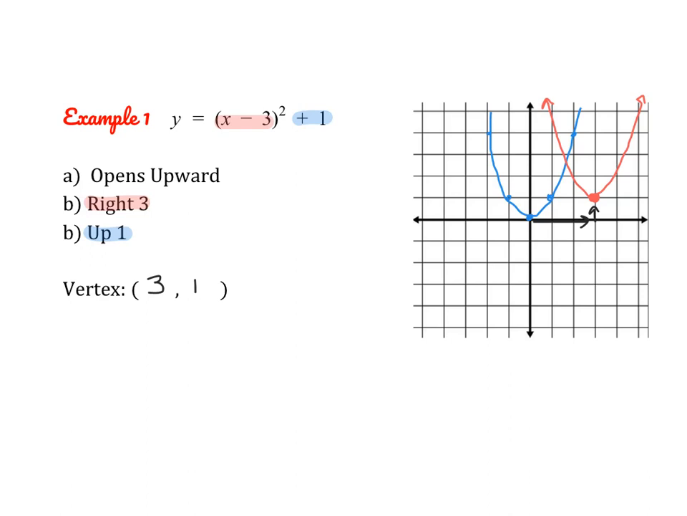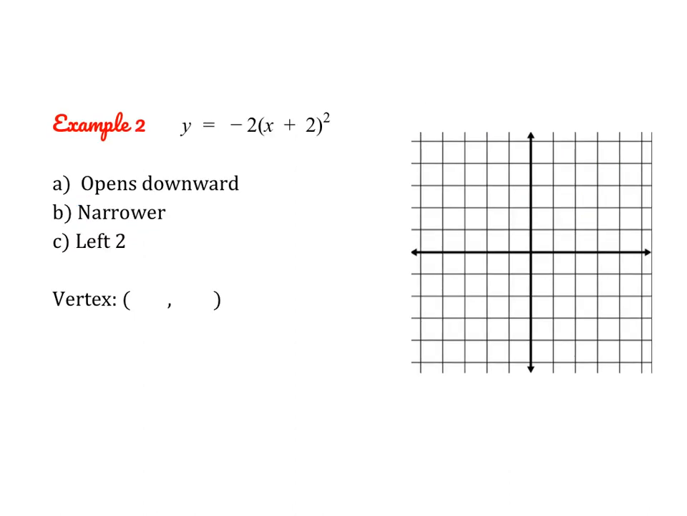So there you go. If you know where your vertex is, then just make sure your graph is opening in the correct direction, and make sure you adjust for any a values if you have one. But make sure you can identify what the vertex is. Remember, it's always going to be the opposite of this number, and then this number stays the same. Okay, let's look at this one.